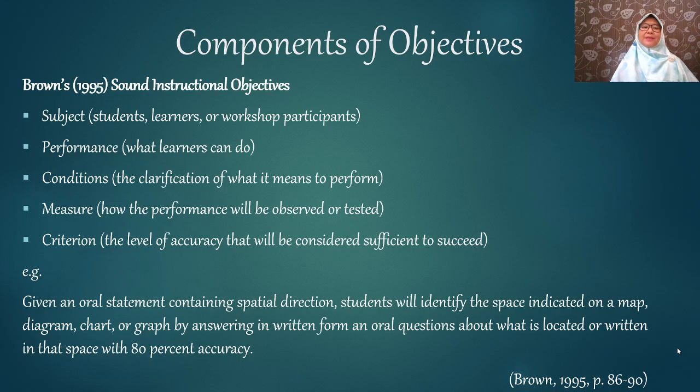What about the subject? The subject is students. What about the performance? Performance is will identify the space indicated on a map, diagram, chart, or graph. What about the condition? Condition is by answering in written form and oral questions about what is located or written in that space. What about measure? Measure relates to the given an oral statement containing spatial direction. And the last criterion, with 80% accuracy.